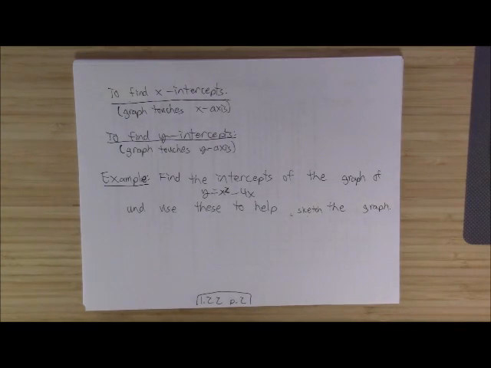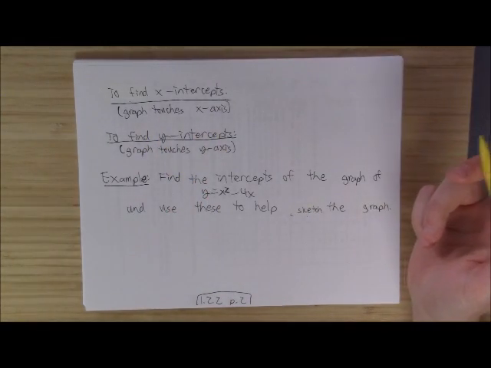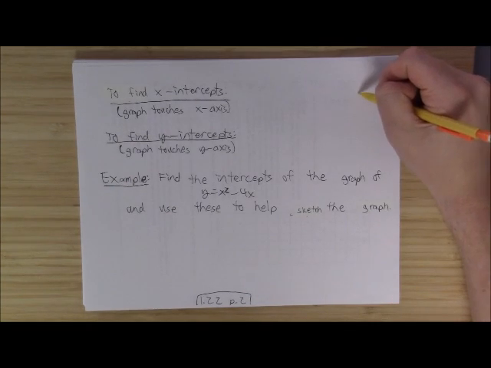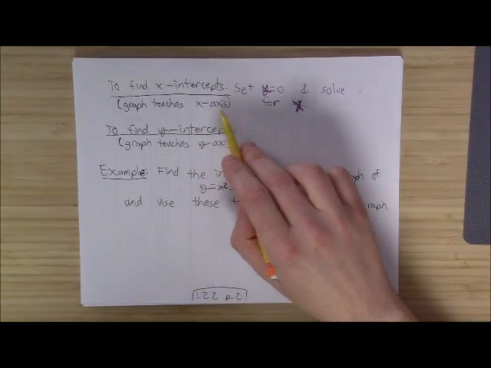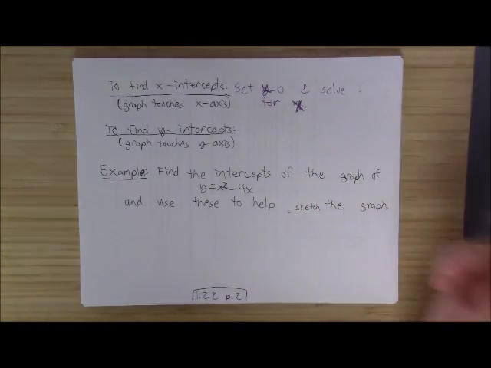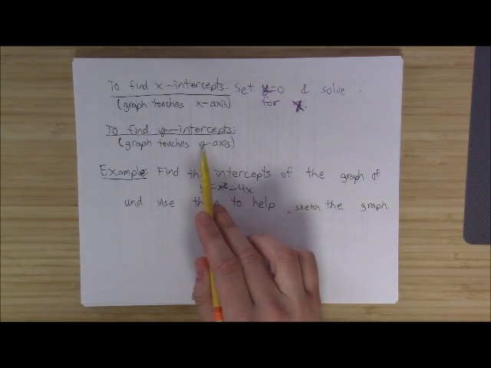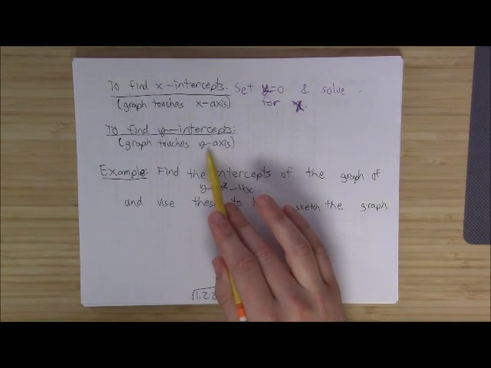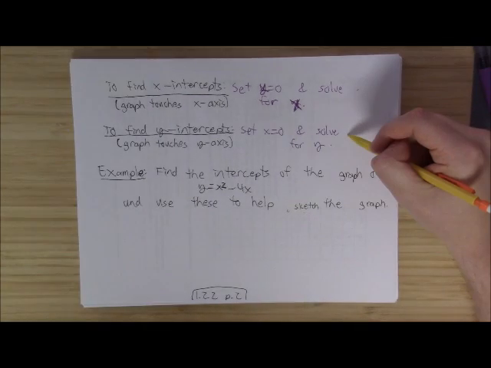To find x-intercepts, this is where the graph touches the x-axis. All you have to do is set y equal to 0 and solve for x. Again, because when it touches the x-axis, y is actually hitting 0 at that point. Similarly, to find y-intercepts, that's where the graph touches the y-axis, x would be 0, which means that we can solve for them by setting x equal to 0 and solving for y.